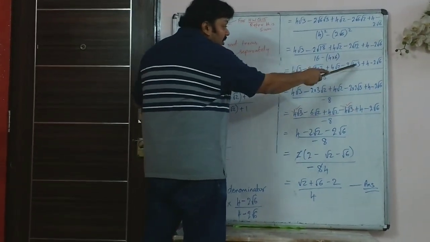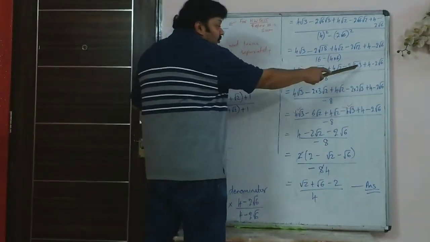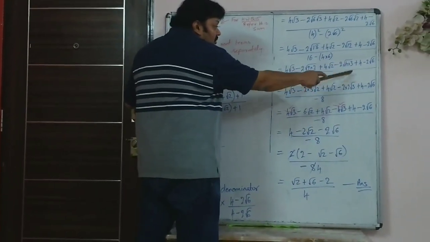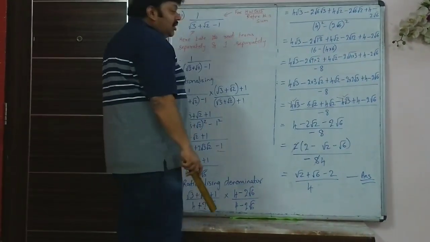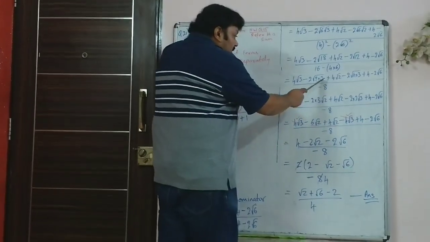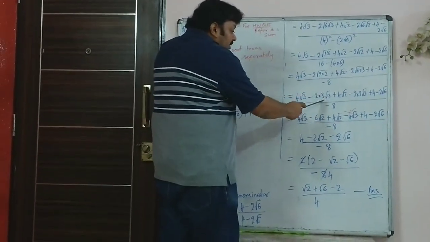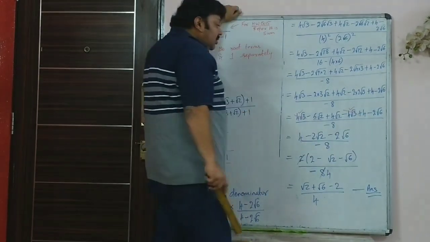This is the same, this again, 12 is 4 into 3. Now root of 4 is 2 and root 3 remains as it is. The last two terms are exactly as they are. So now here, this becomes minus 6 root 2 and this becomes minus 4 root 3.